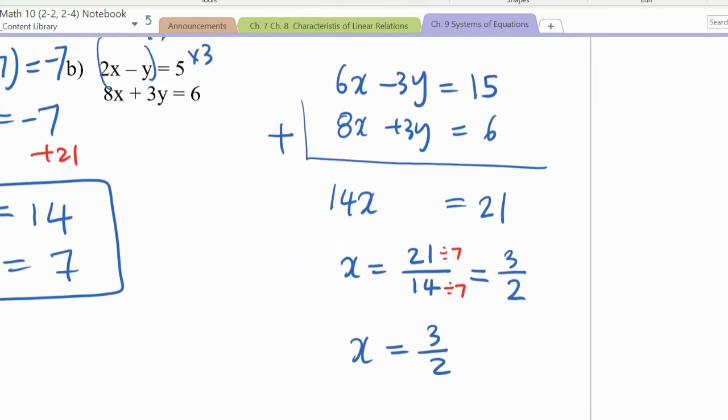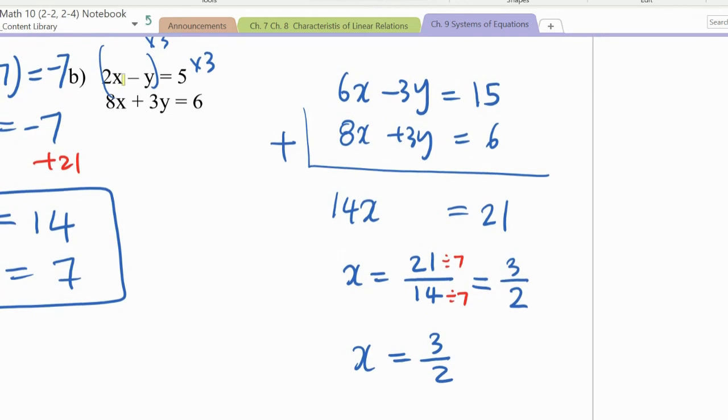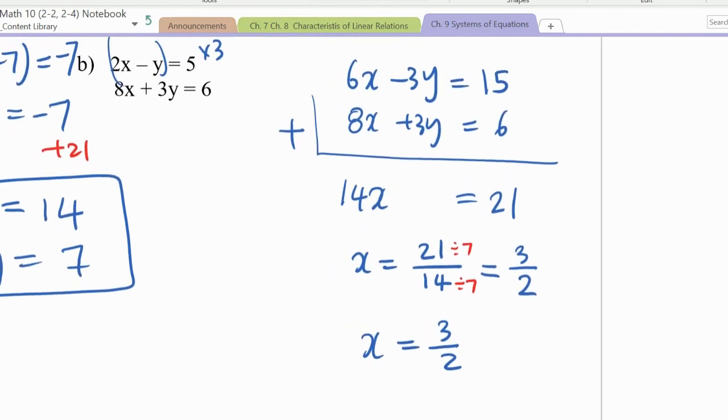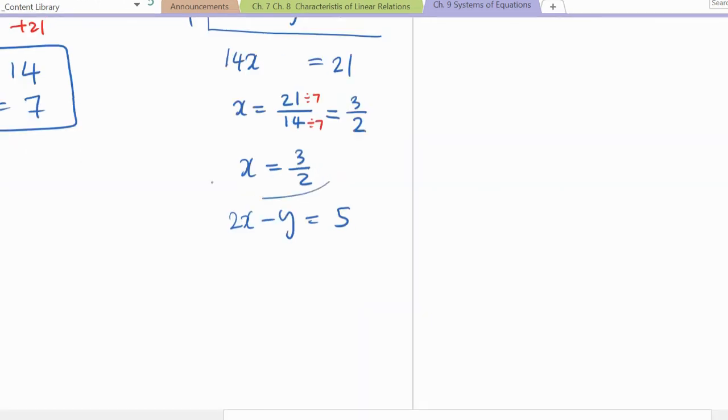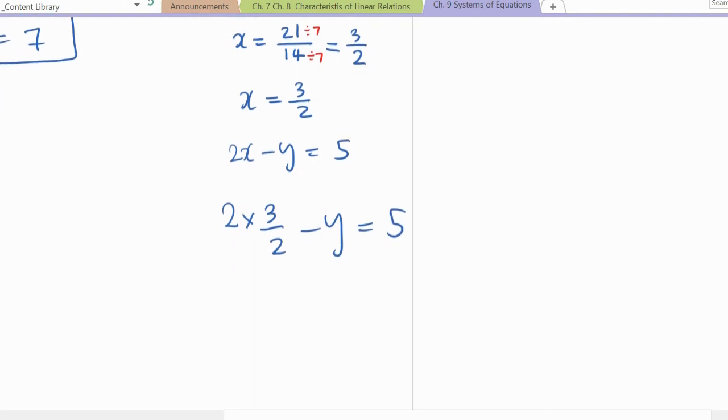So we found x, and let's find y using one of those two equations. This is easier, so we're going to use the top one. Then, everyone, the 2x minus y equals 5. So now we're going to plug 3 over 2 into x, then that will be 2 times 3 over 2 minus y equals 5. You know, 2 is the same as 2 over 1. Then 2 times 3 over 1 times 2. So 6 over 2 minus y equals 5.